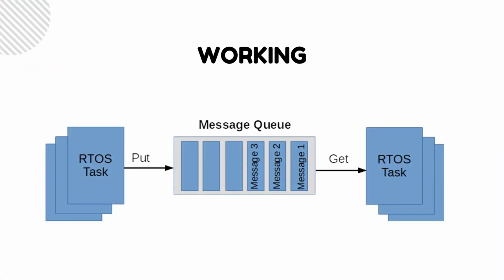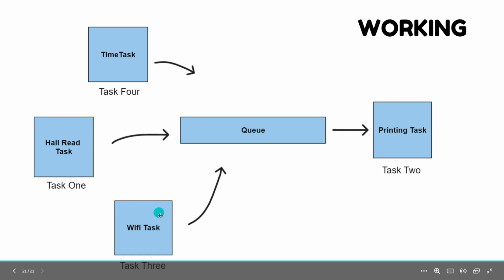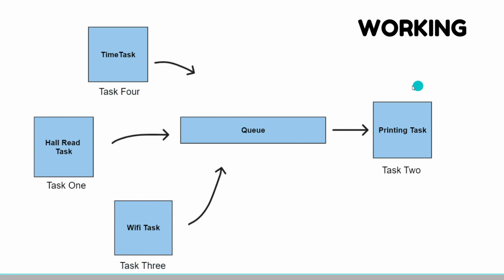What's happening in this example is that I'm going to make it a little bit more complicated and show it to you. So I have 4 tasks here. One is a time task, one is a hall read task which is going to read the inbuilt hall sensor values from the ESP32, and one more is the Wi-Fi task which is going to handle my Wi-Fi connectivity and reconnectivity, and then there is a queue and then there is a printing task.